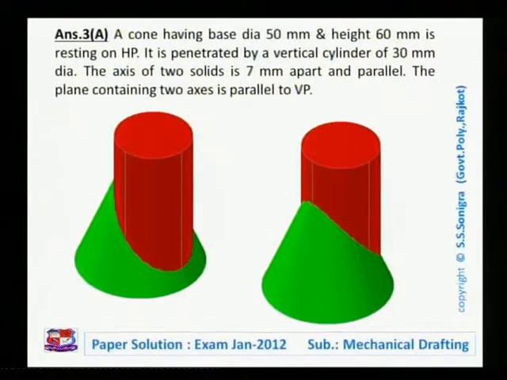You need not draw these two views in the examination. Here these two views are drawn to represent the given condition. In the examination, you should be able to visualize the given condition like this. Here the given condition is like this. A cone is given, a vertical cone and a vertical cylinder, both intersecting each other, and both axes parallel to each other and 7 mm apart from each other.